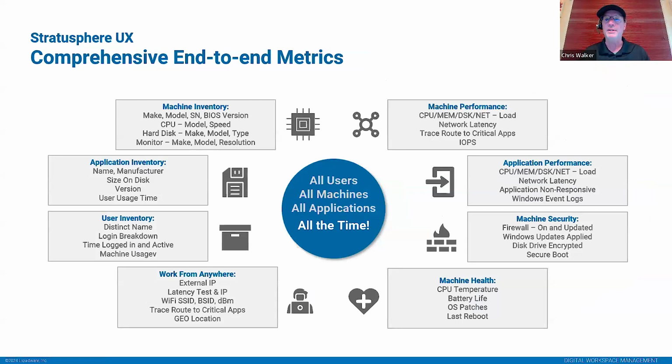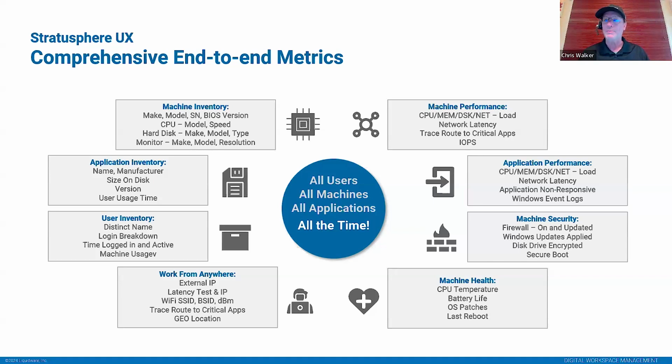All right, so let's talk about the different metrics. This is just a sampling of some of the metrics that are in Stratusphere. If you look at machine inventory, make, model, serial number, BIOS version, how much hard drive space is free, even down to the monitors, the resolution, and in some cases, depending on the monitor, the actual make, model, and serial number of that monitor. So just pure inventory type data.